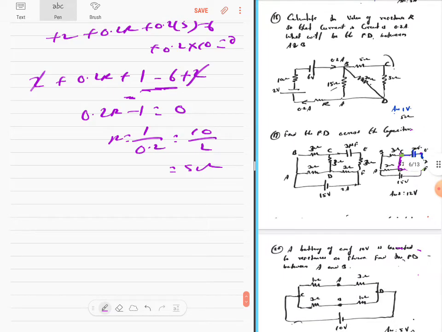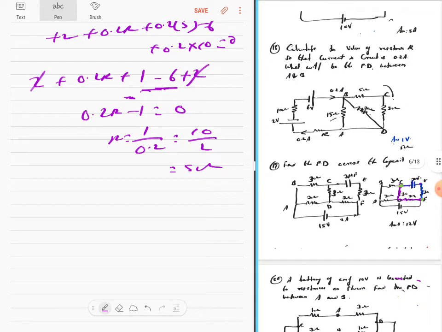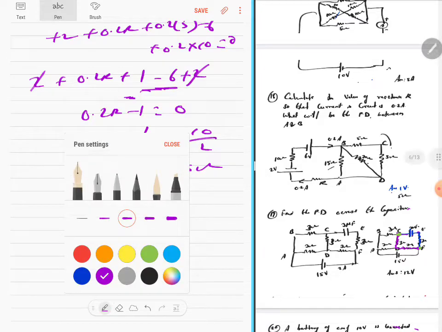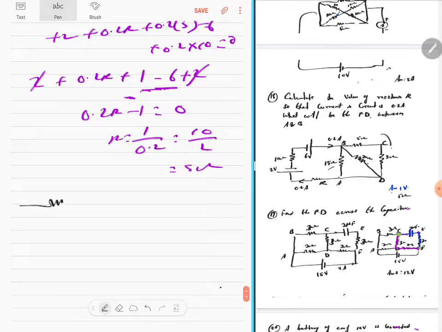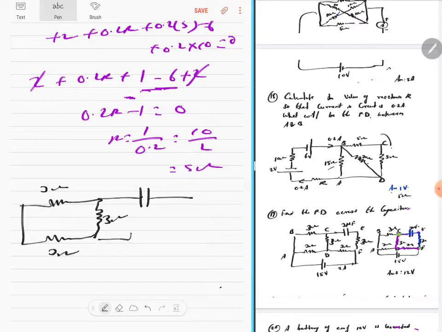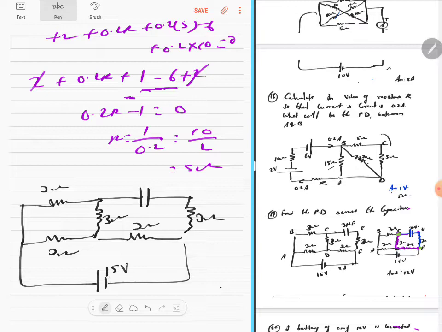The potential difference across the capacitor. Okay, this is some number. You have a 3 ohm resistor, you have another 3 ohm resistor, you have a 3 ohm resistor, you have a capacitor. Are you listening? A 3 ohm resistor, and you have a battery like this. They have given this as 15 volts. They are asking us to find the potential difference across the capacitor.